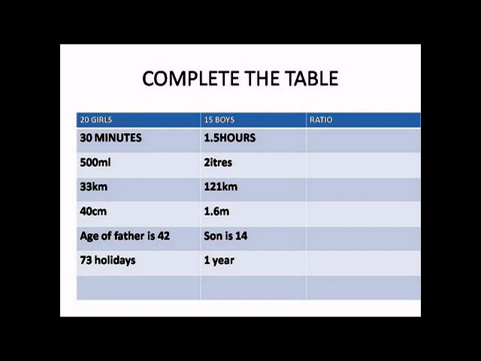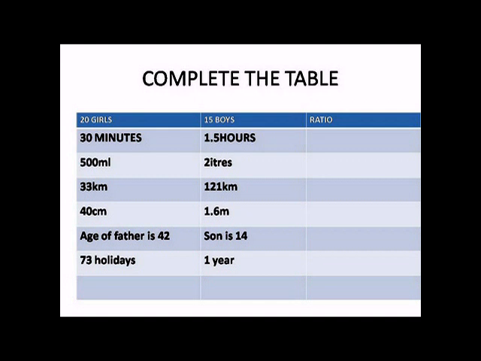The next one is 500 ml and 2 liters. Again different quantities. It is converted into ml. 500 is to 2000. So 5 is to 20, that is 1:4. Similarly 33 kilometers and 121 kilometers, 33 is to 121. Take only the quantities without the unit, as a numerical value, and convert into the smallest form.